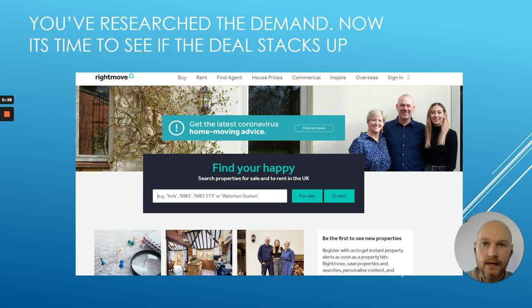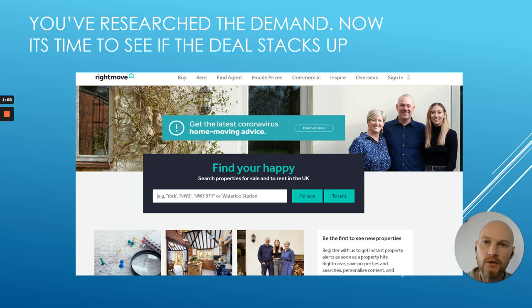So we need to understand, what does a property rent for there? We can go to Rightmove or Zoopla or OnTheMarket, any of the online agents, and look at what a property rents for in that area. So type in your area and look for how much a property rents for. Go to rightmove.co.uk, zoopla.co.uk, go properties to rent, type in the area and see what that type of property rents for.